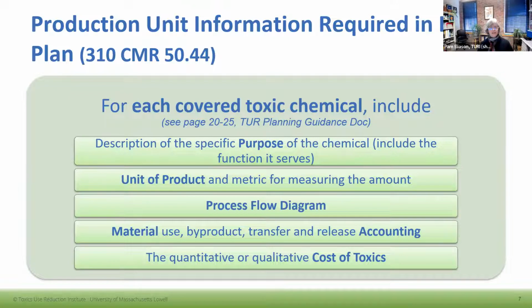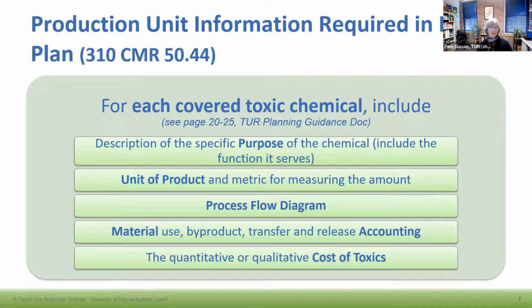So for each covered toxic chemical in each production unit, you need to provide in your plan a description of the specific purpose of the chemical. And in the guidance document, it actually encourages you to really think about the function that it serves and to provide that in your plan. You need to identify the unit of product, which is a metric that we use for measuring your success in reducing toxic chemicals. And we're going to talk about that some more. You need to provide a process flow diagram. It's a required element of the toxic use reduction plan.